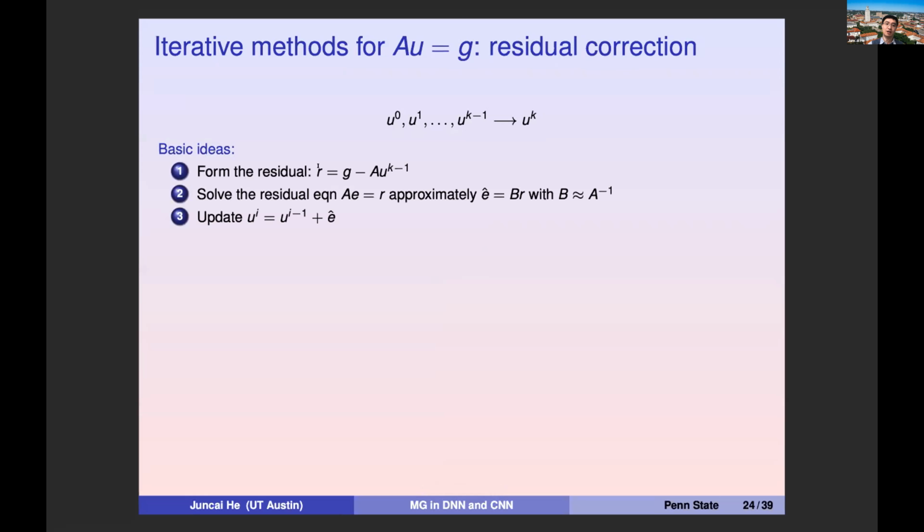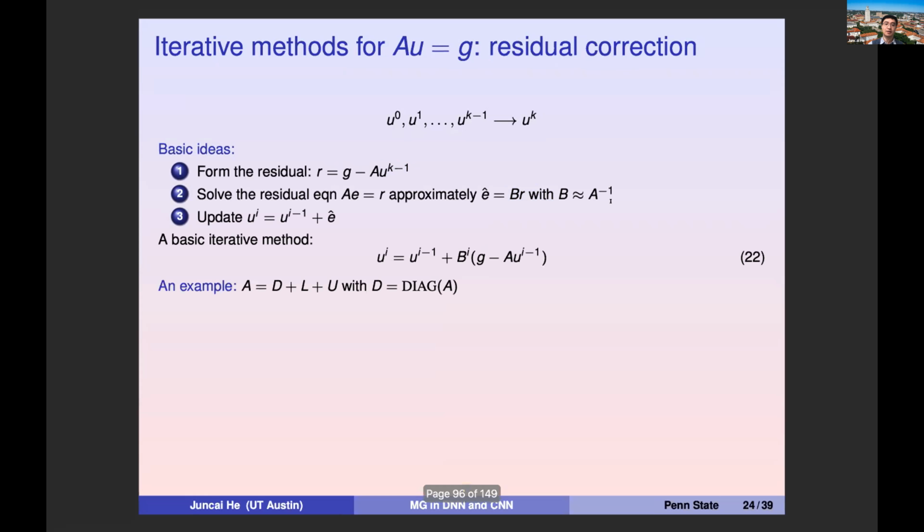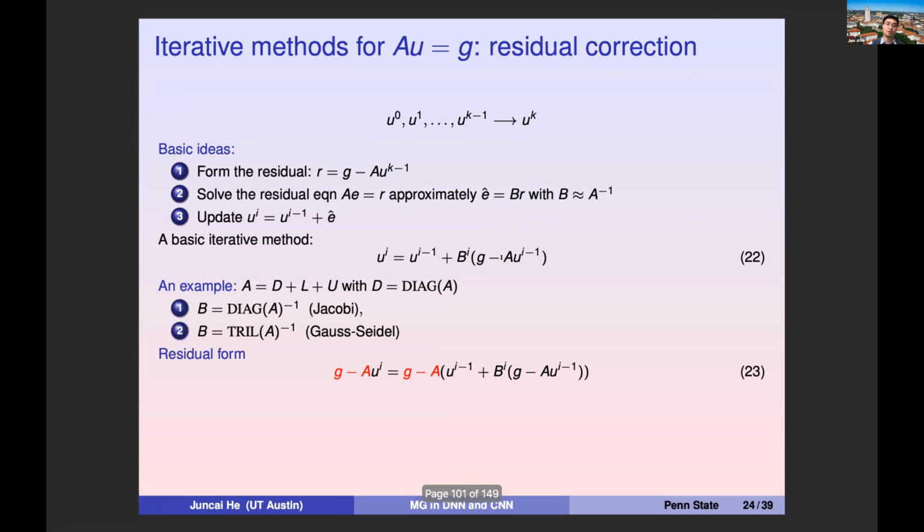This is like, okay, you have a first guess of the solution, you form the residual, you solve the residual, okay, and then you update. So this is a basic iterative method, right? So this is some example, okay. Then specifically, if this is like you do iteration for U, okay, like for the feature we mentioned before.